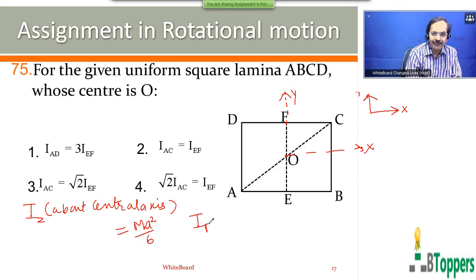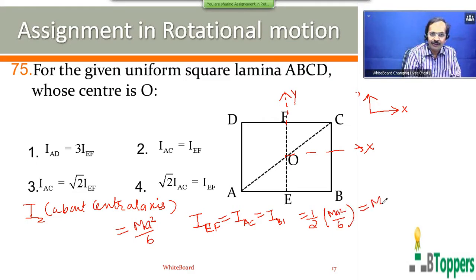So moment of inertia of square plate about the axis EF will be same as moment of inertia about the axis AC, and that is same as the moment of inertia about the axis BD. That will be equal to half of the moment of inertia about the central axis. That is half of MA square by 6, or MA square by 12, where A is the length of each edge of the square lamina. But moment of inertia about the axis AD will be different, because the axis AD is not passing through center of mass. So here second option is answer.